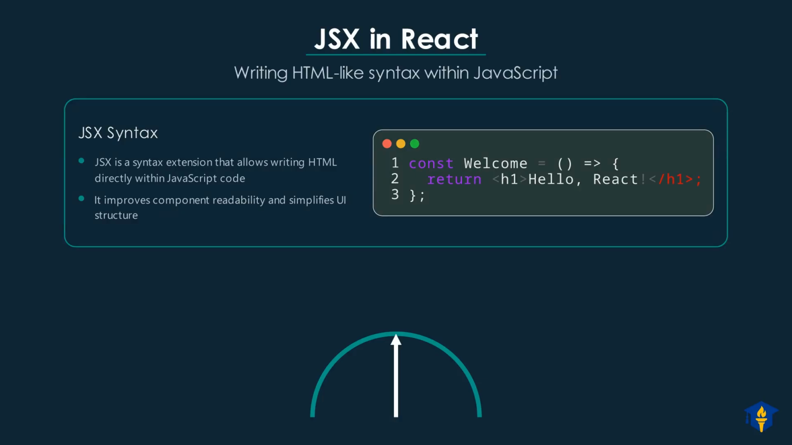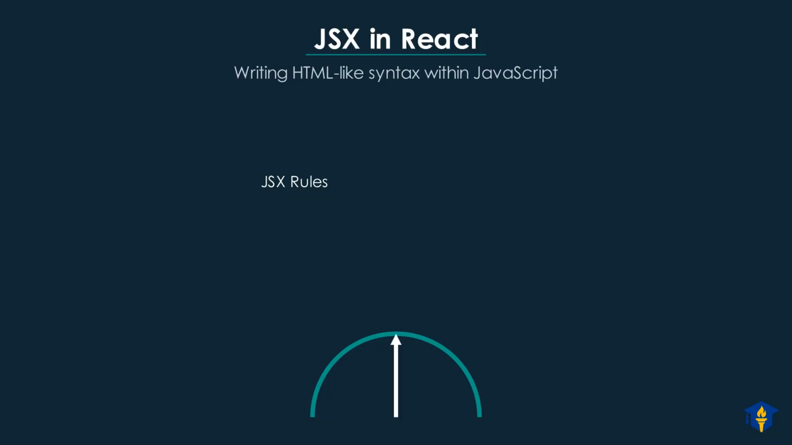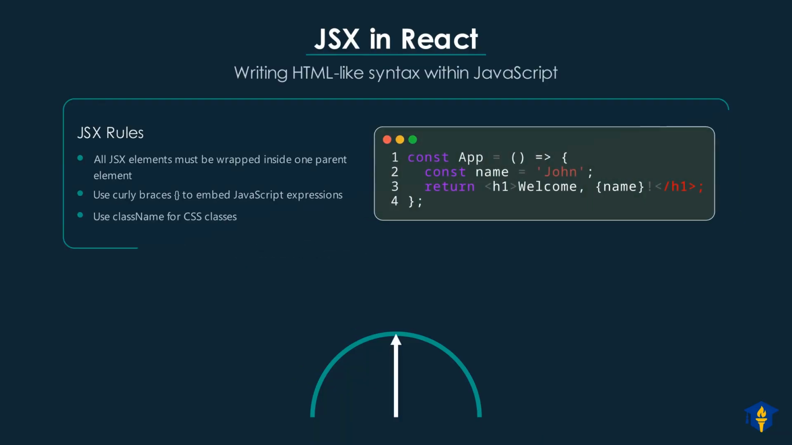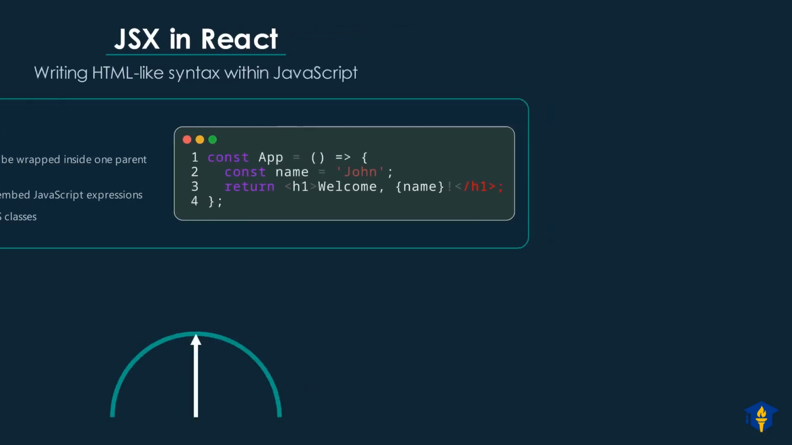This code snippet demonstrates JSX, showing how HTML-like tags are directly embedded within JavaScript for components. Now, let us look at some essential rules for correctly using JSX in your React applications. Remember, all JSX elements must be wrapped in one parent. Use curly braces for JavaScript and className for CSS. This example illustrates embedding a JavaScript expression within JSX using curly braces for dynamic content.